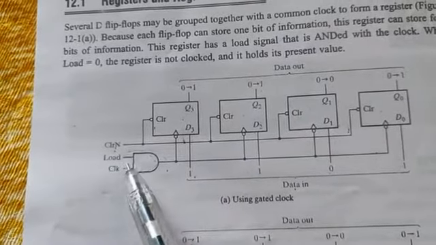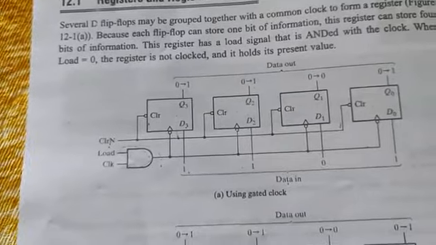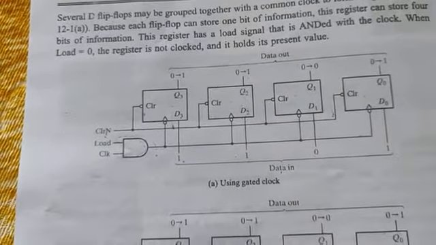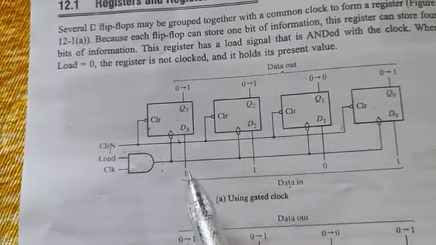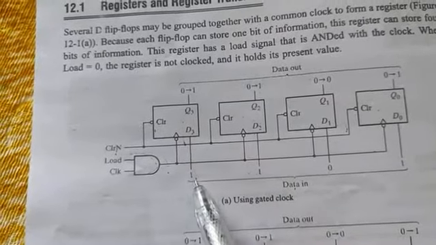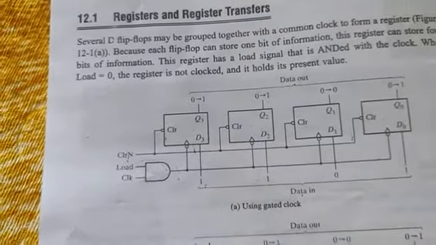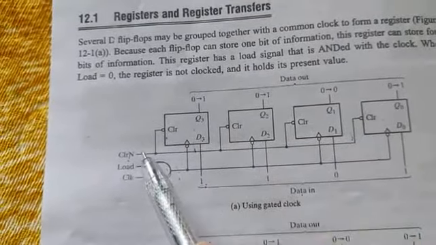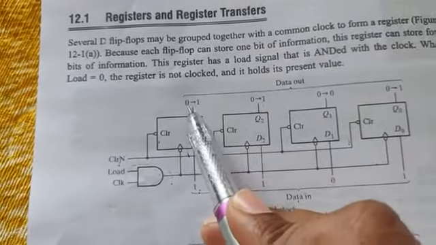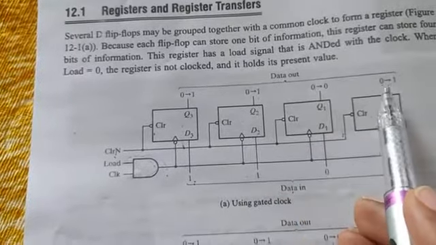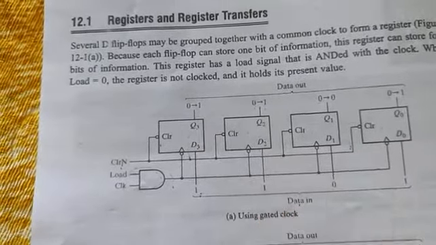So once load is 1 and clock is 1, the output will be 1. The clock will be pressed for all the flip-flops. Once the clock pulse occurs, it is going to accept the data which is present in the input. Before passing these data inputs, at the beginning of this circuit, when clear is pressed, all the flip-flops will contain zeros. So look at here, 0, 0, 0, 0. This is the present state: 0, 0, 0, 0.